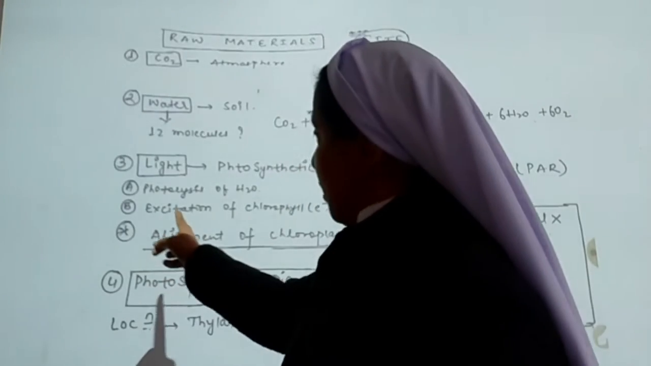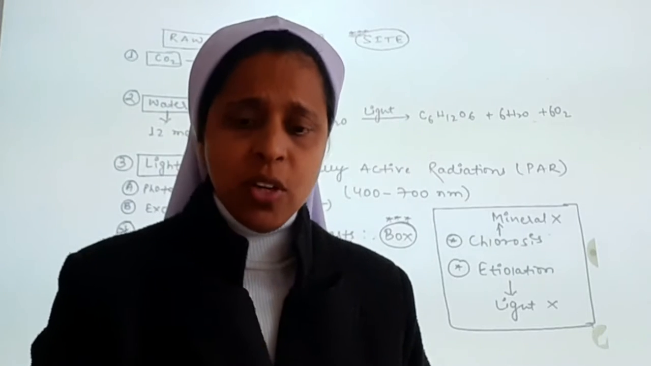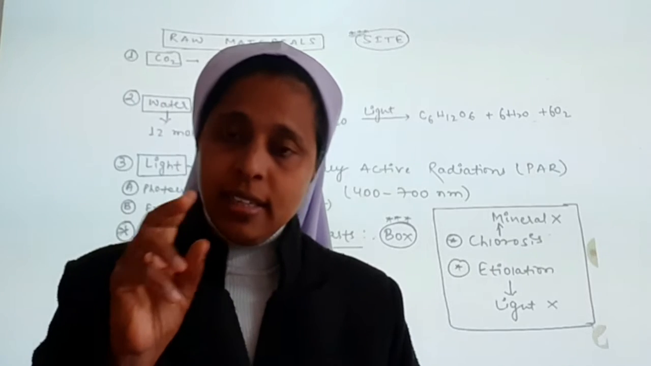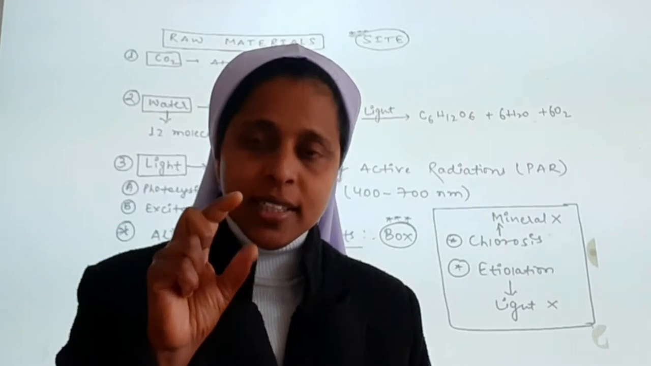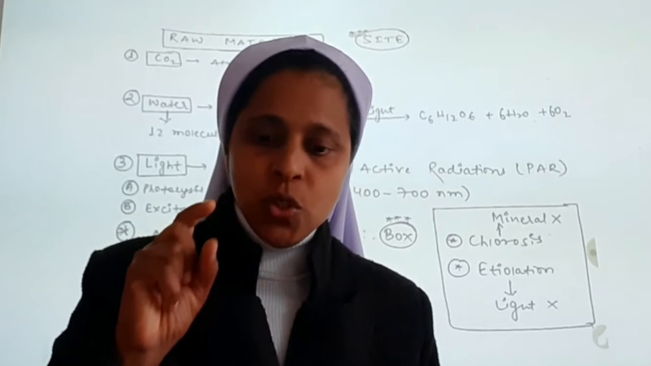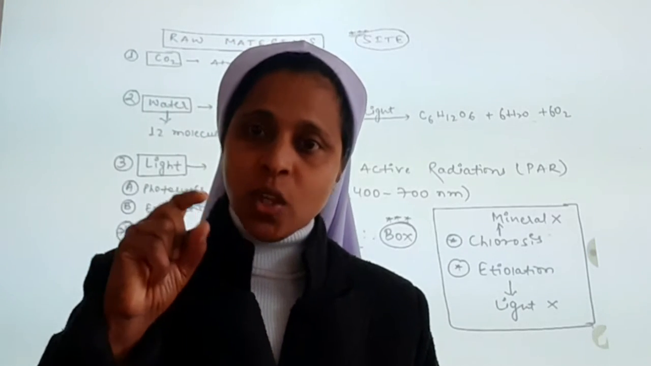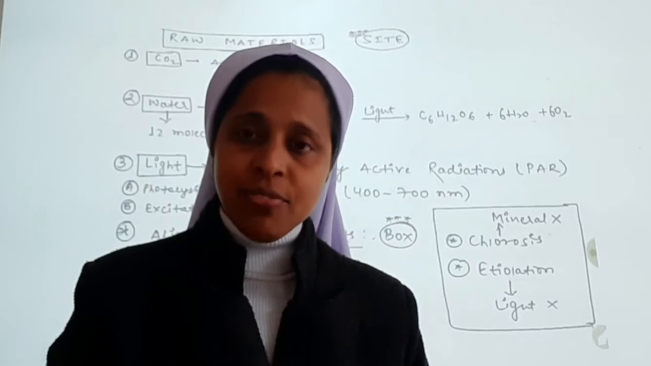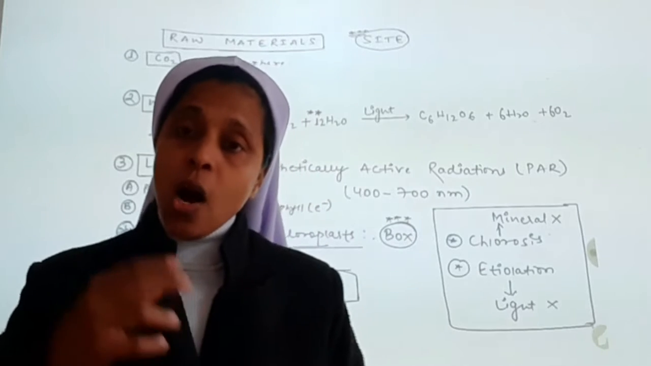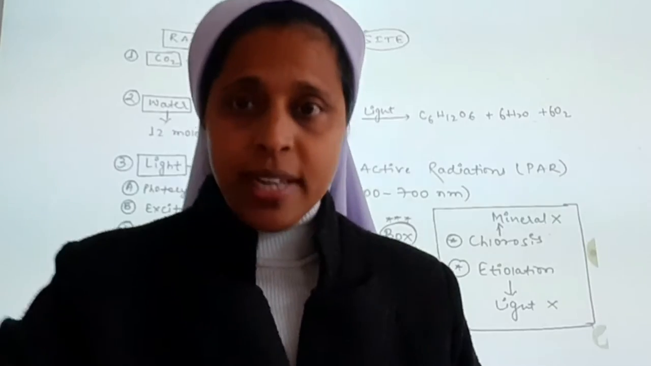And next we have the alignment of chloroplast. What is the alignment of chloroplast? We all know the mesophyll in the leaves. When we did the practical and took a section of the leaf, we saw the mesophyll cells, the palisade cells, the spongy parenchyma, and how the chlorophyll pigments are present in the leaf. We have seen all that in the laboratory. How the chloroplasts are arranged in the mesophyll cells is very, very important. So now let us learn it.